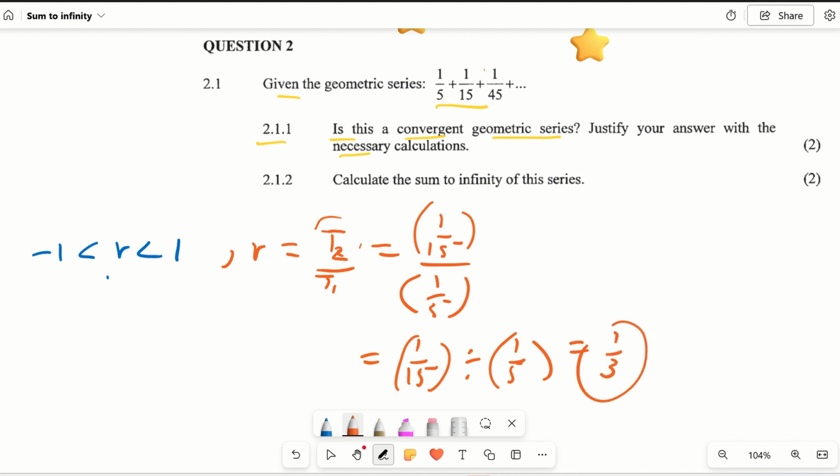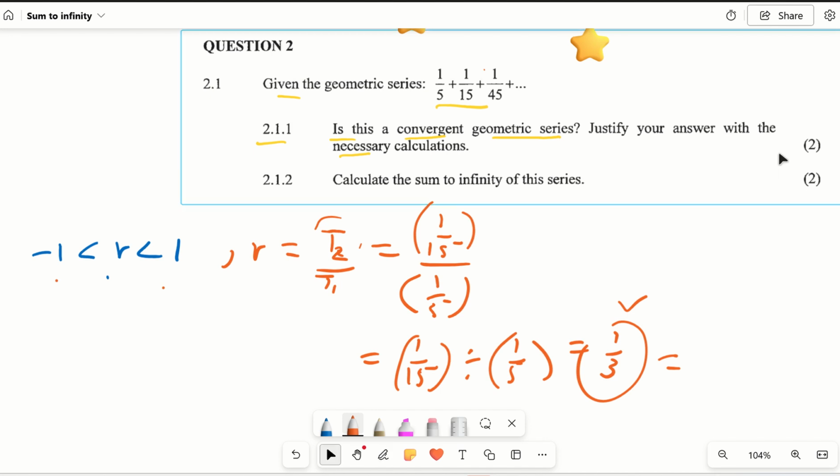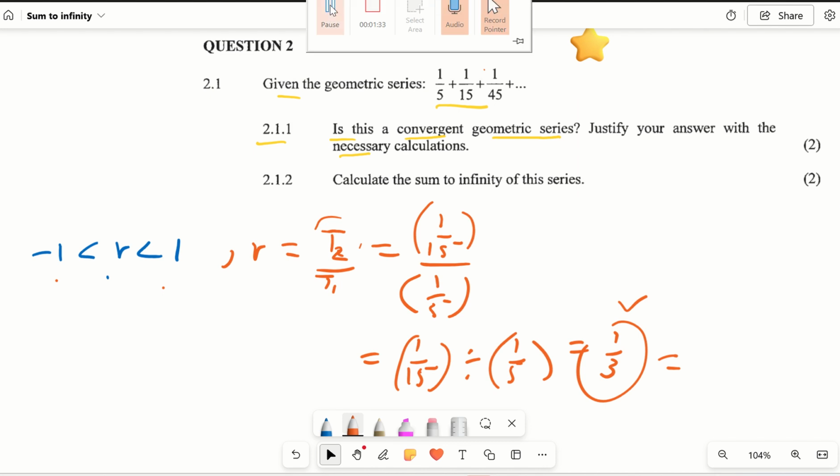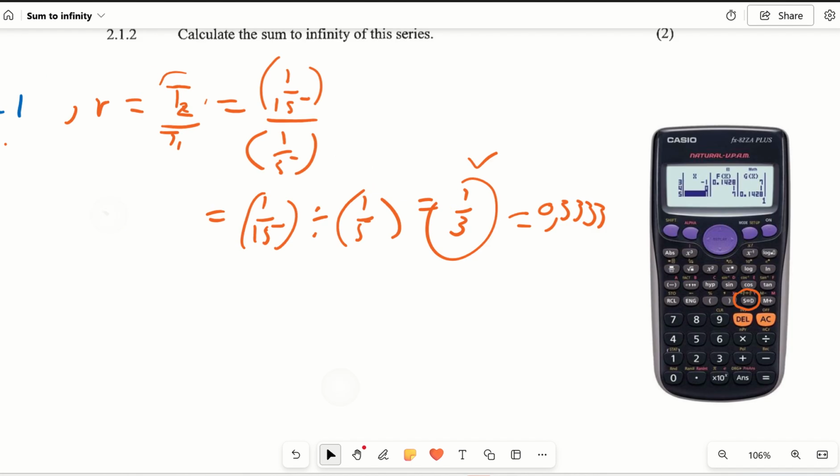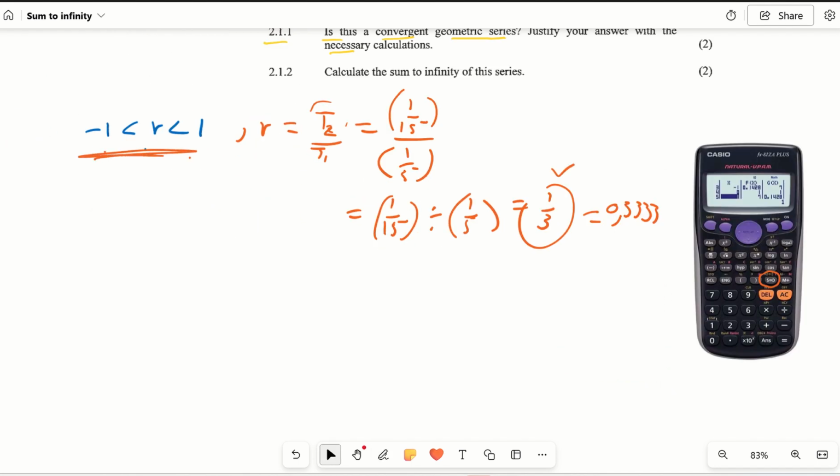Now with 1 over 3, you can change it to a decimal, because sometimes you may not see at first glance that it's a number between minus 1 and 1. Let me show you this button to change 1 over 3. You press this button, S-D. It will give you 0.3333 recurring. So 0.33 is a number that lies between minus 1 and 1.